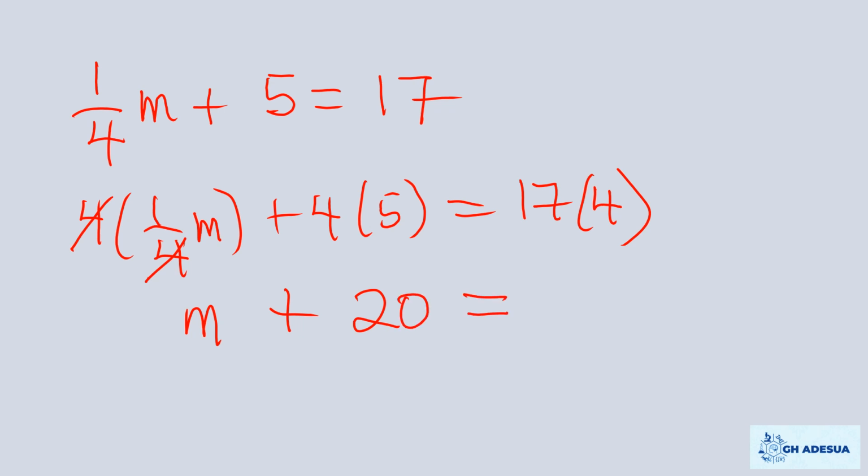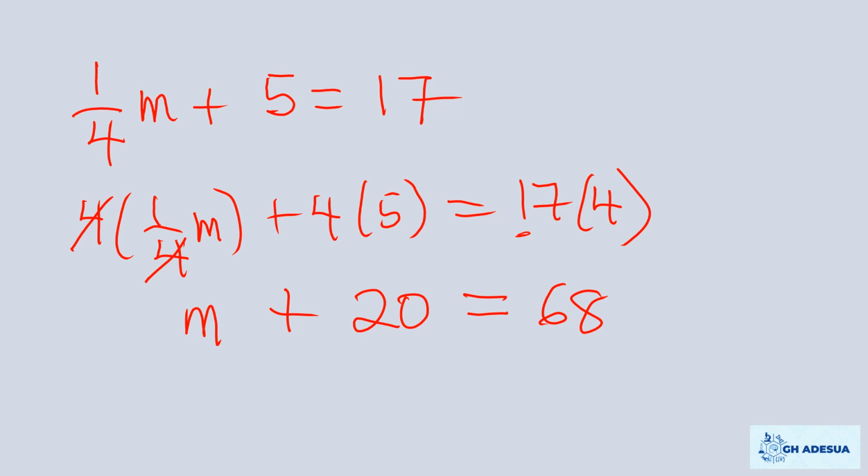So the easiest for you to do is you do 4 times 10. That is the 1 of the 17. That will give us 40. And then 7 times 4, that is 28. So 40 plus 28 will give us 68. You should be able to get that done. So you have m plus 20 is equal to 68.